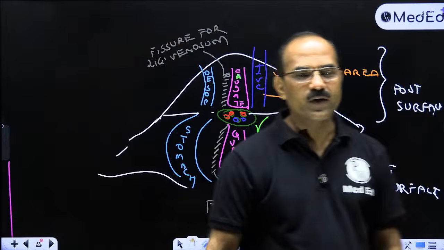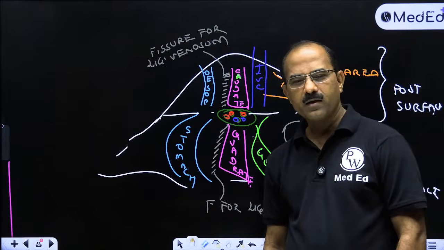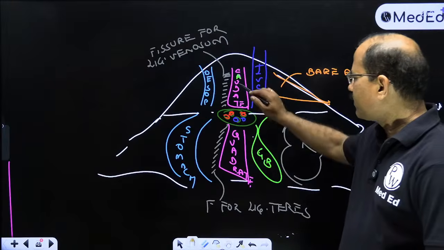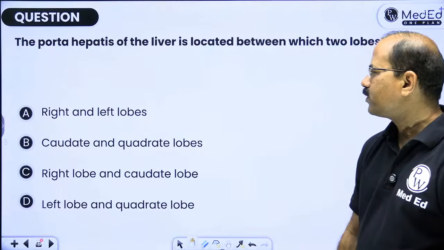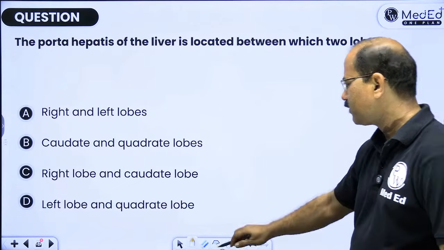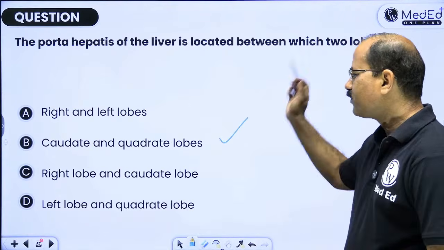So it's between the caudate and the quadrate lobe. ठीक है. सो बिटवीन द caudate एंड quadrate lobe आता है अपना porta hepatis. सो मैंने वो ड्रॉ किया बच्चों. आई हैव ड्रॉन दैट फॉर यू.